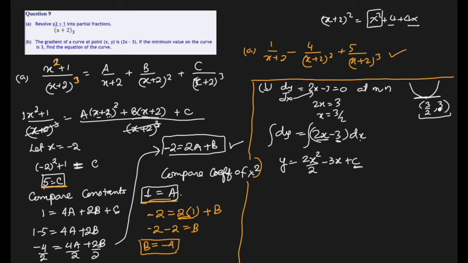So y at this point is 3. So 3 equal to, 2 and 2 cancel, 3 over 2 square minus 3 over 2 plus c. So let's bring them here. So 3 minus this 3 over 2 square, which is 9 over 4.